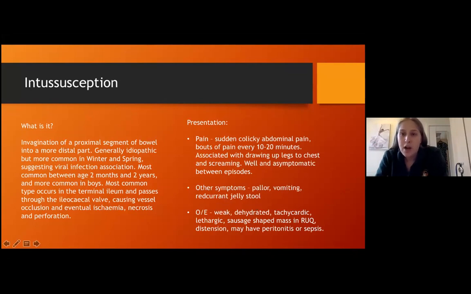Other symptoms are pallor, vomiting, and as we talked about before, the young boy had a small amount of blood in his stool. That's often described as red currant jelly stool, so that's a little phrase to look out for in exams. And again, they could be quite systemically unwell, so they might be dehydrated, tachycardic, lethargic, and you can sometimes palpate a sausage-shaped mass, and that is commonly in the right upper quadrant. And again, as we said, it might cause necrosis and perforation, so they may present with sepsis-like symptoms.